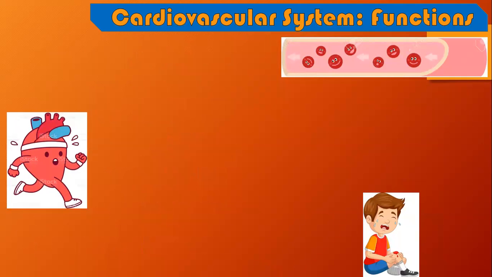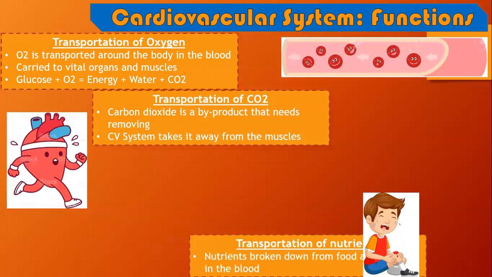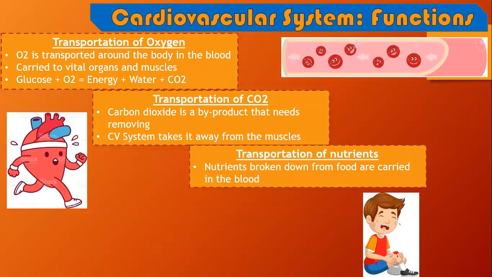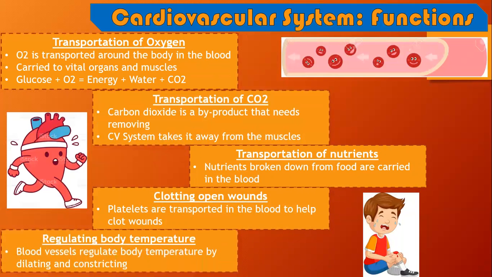The primary function of the cardiovascular system is to transport oxygen, carbon dioxide and nutrients around the body. It also works to regulate body temperature and clot blood at open wounds.